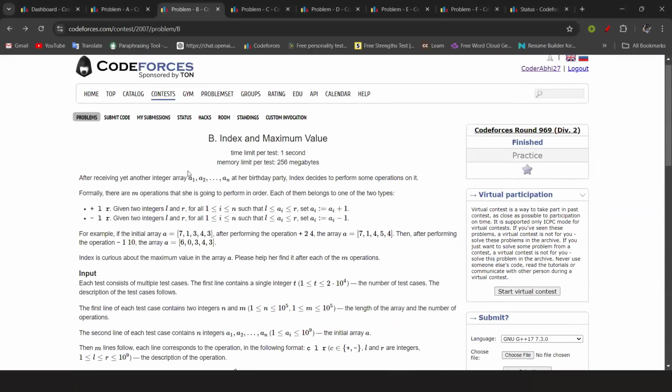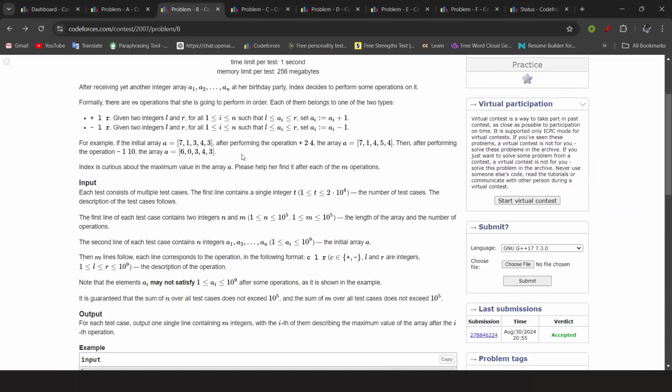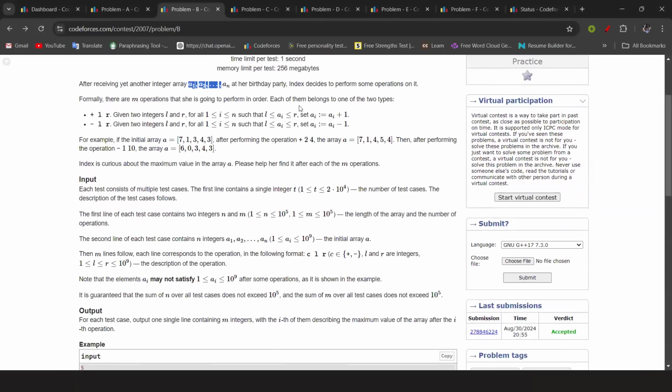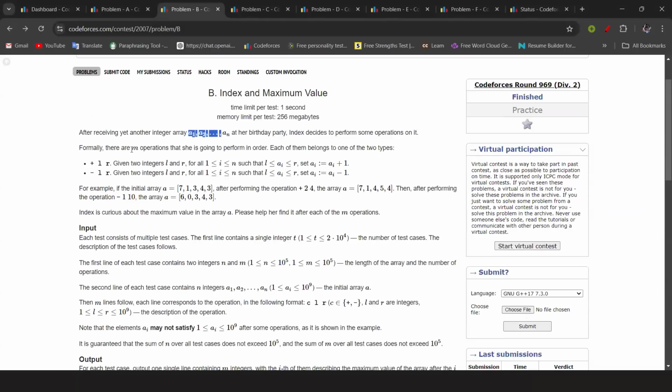Okay, in problem B, we are given an array. After receiving yet another array as a birthday present, Index has to perform a total of m operations on the array, and the operations are of two types.